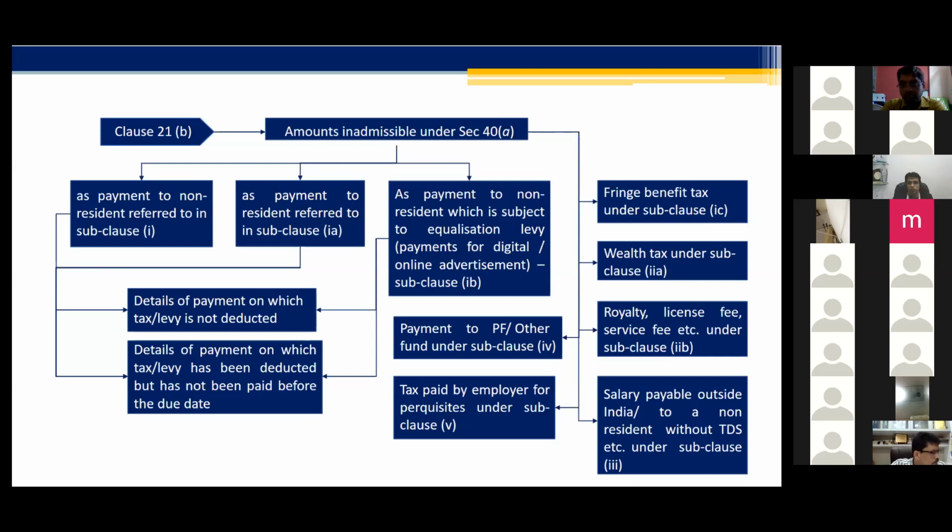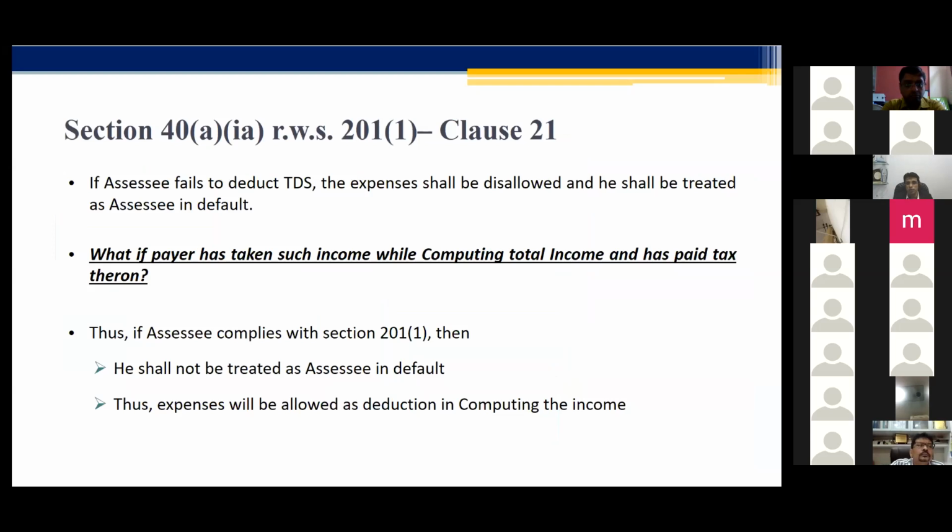I would like to cover certain important points wherein a lot of precedents have come for reporting under 40A(1)(a). 40A(1)(a), second proviso, under Rule 211, clause 2. What does it mean? If the assessee fails to deduct TDS, the expense shall be disallowed and he shall be treated as an assessee in default. What if the payee has taken the income while computing total income and has paid tax thereon? If the assessee complies with this, then he shall not be treated as an assessee in default. Thus the expenses will be allowed as a deduction in computing income.